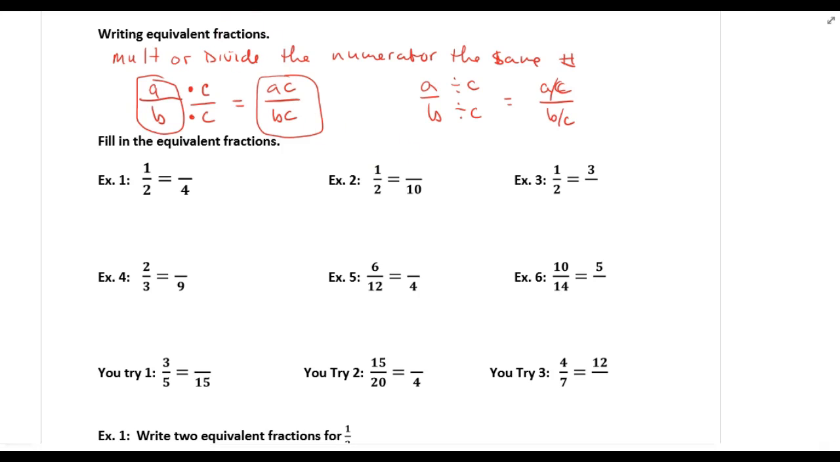But the reason I can get away with this is because anything divided by itself is what? 1. Well, when I multiply by 1, does it change the value? No. What's 6 times 1?